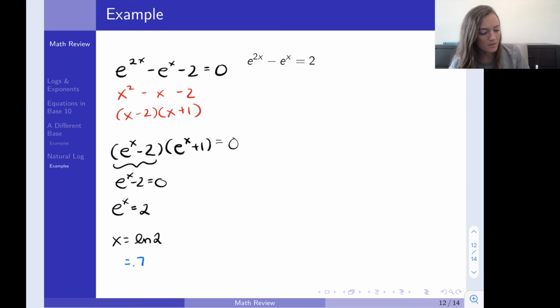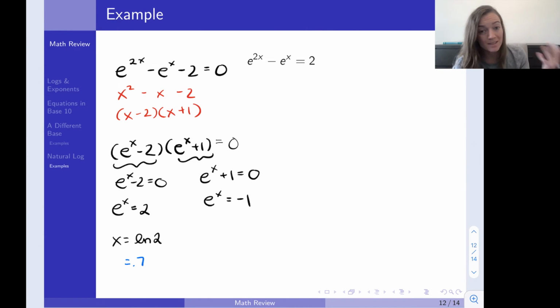Okay, so now I have my first solution here. So now let's look at this factor. So this one says e to the x plus 1 is equal to 0, which is e to the x is equal to negative 1. And now this one here, this has no solution.